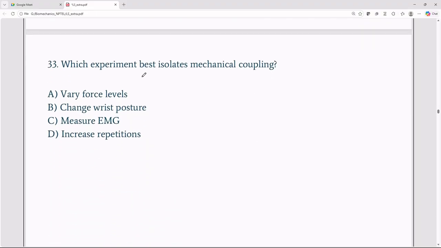Next question. Which experiment best isolates mechanical coupling? Options are option A, varying force levels, option B, changing wrist posture, option C, measure EMG, option D, increase the repetitions.